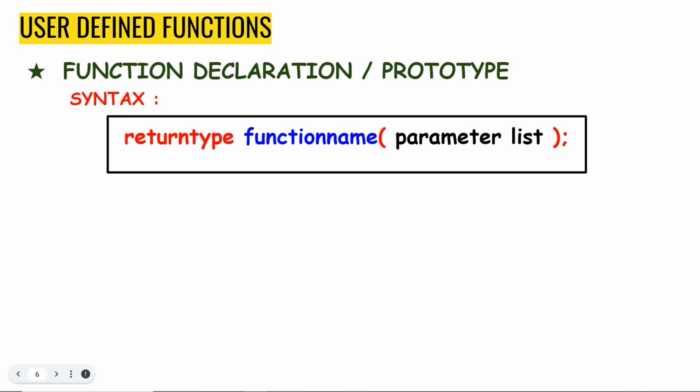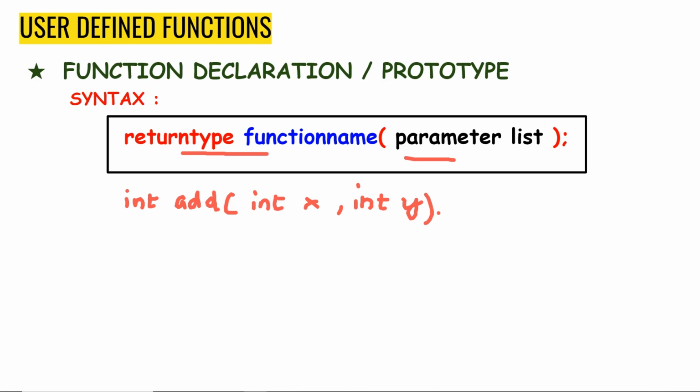Let us first discuss the function declaration. All identifiers need to be declared before they are used. As function names are also identifiers, they should be declared. So the syntax for function declaration is the return type, the function name, followed by the parameter list. For example, int add(int x, int y). Terminate the function declaration with a semicolon.